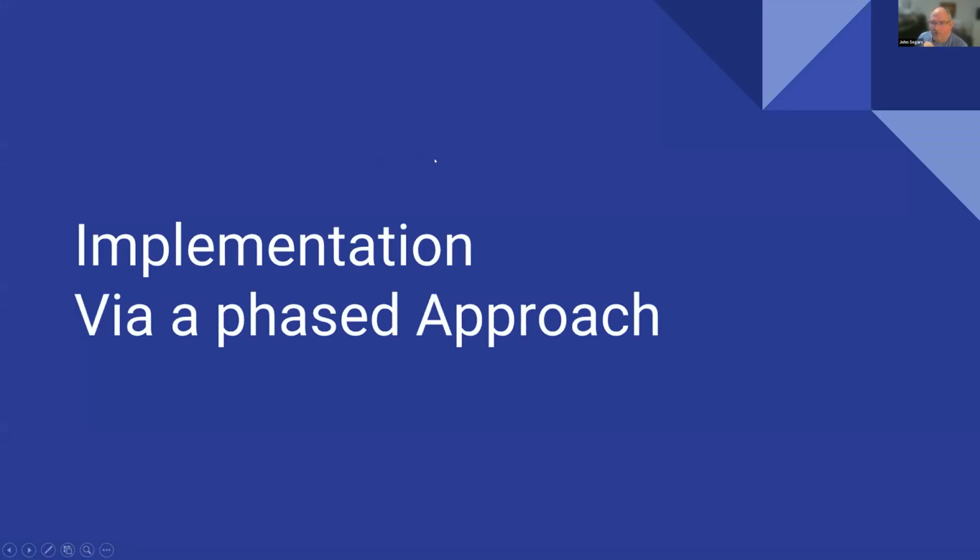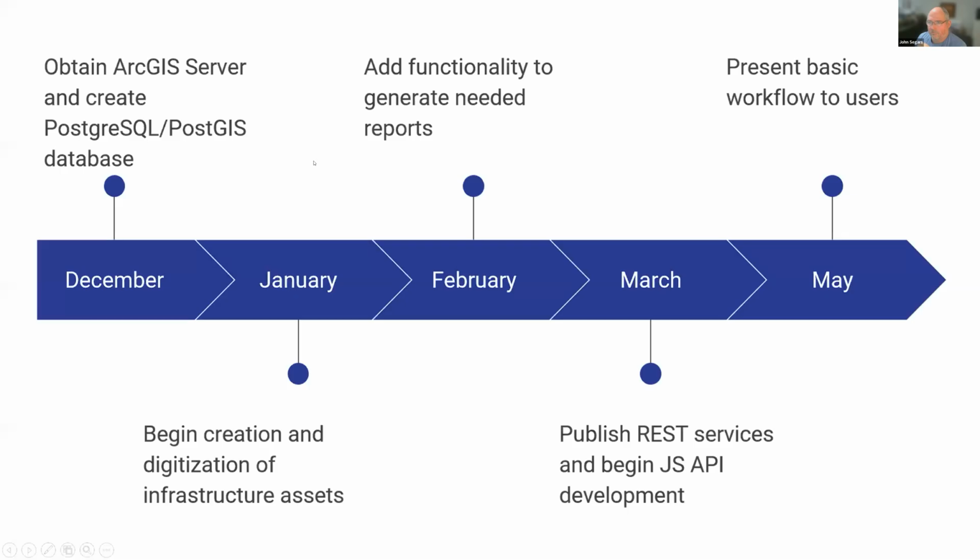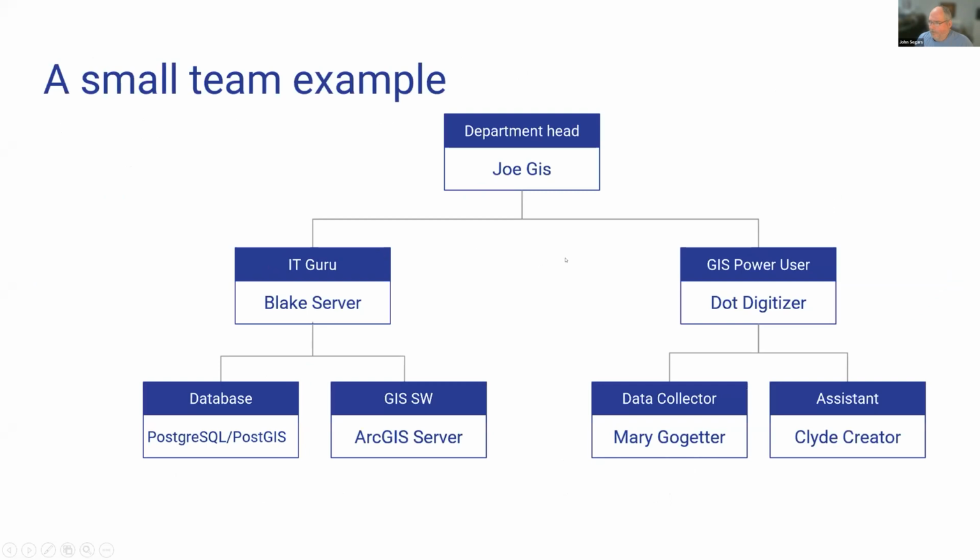Implementation of the framework is through a phased approach, as follows. Stand up the ArcGIS server and PostgreSQL server, begin the creation and digitization of the infrastructure assets, define and generate the reports needed, publish the REST services, and continue to work on the JavaScript API, and then present a basic workflow to the users. The example here is a typical example that we use.